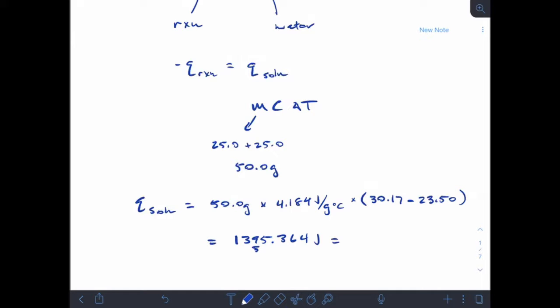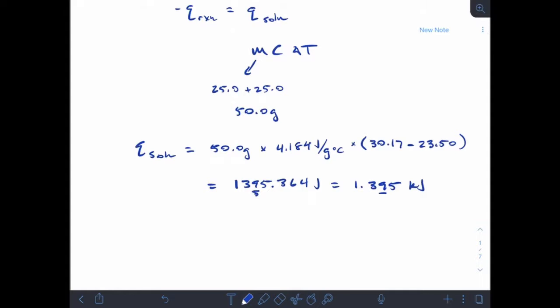So since our problem asks for delta H in kilojoules per mole, we're going to convert that real quick. So 1.395 kilojoules. Right, so that means that my Q of the reaction is just negative that. So I'm halfway there. I have the kilojoules part, now I need the moles part.